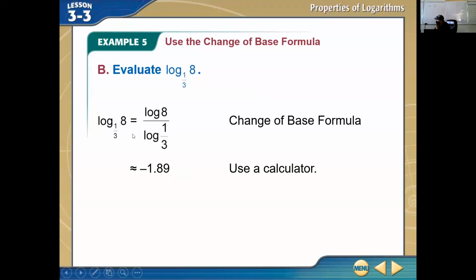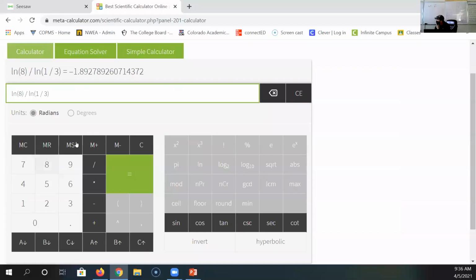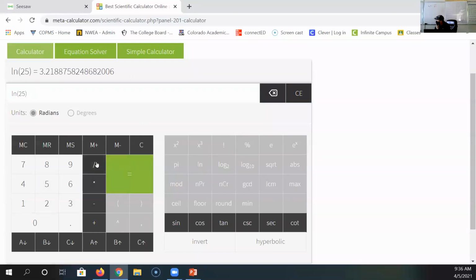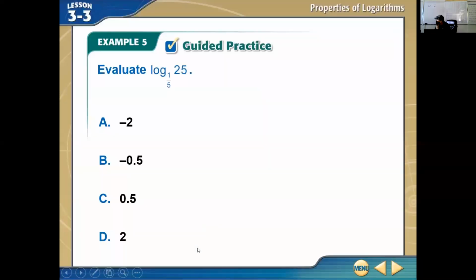This one makes sense to have a negative answer because the only way you'd get a positive or a non-fraction is if you raise 1/3 to a negative exponent. That way it's reciprocal exponents and the 3 becomes on top. So here, once again, we're going to use a change of base formula. And that is the natural log of 25 divided by the natural log of 1/5. Plug it all in, hit enter. We get -2. And our answer is -2.